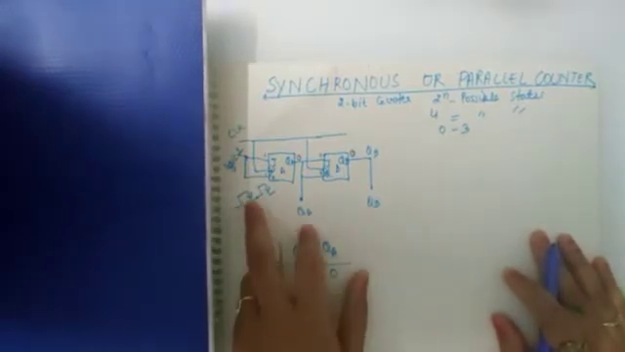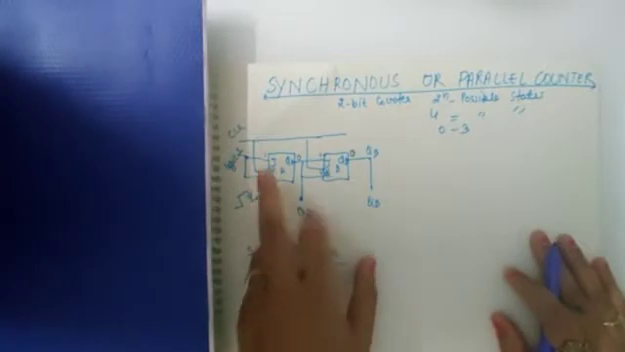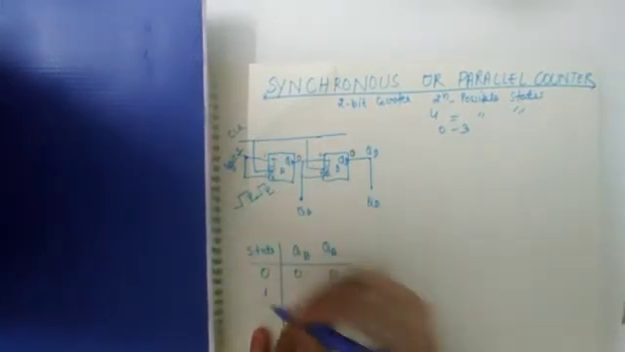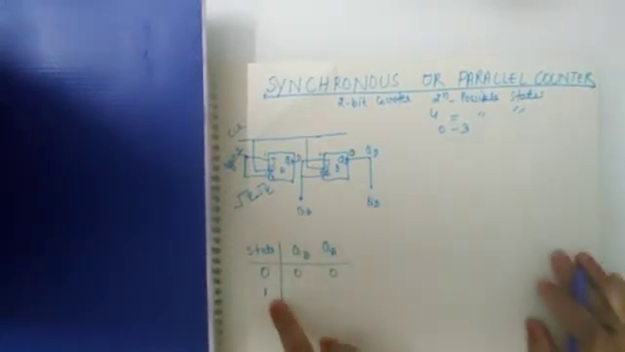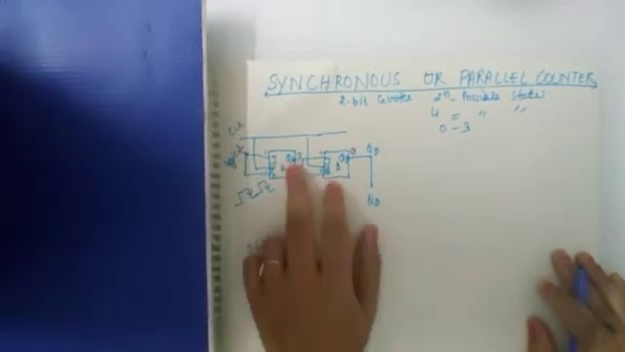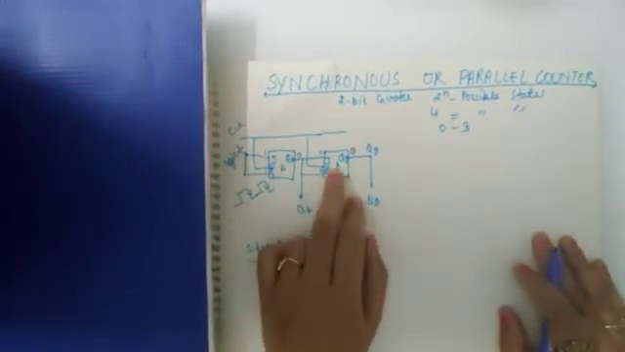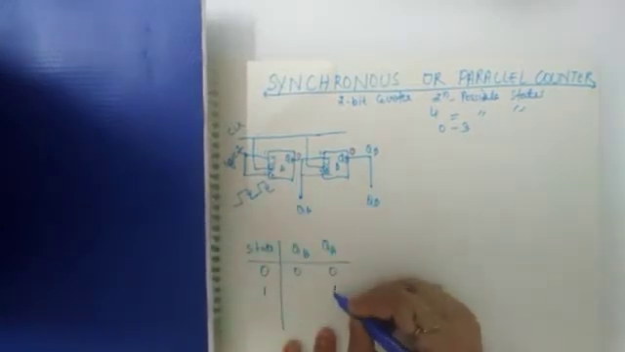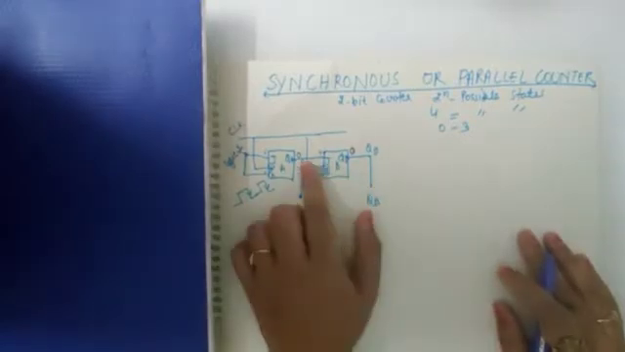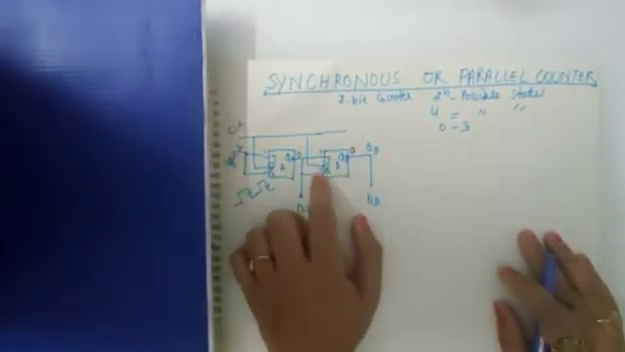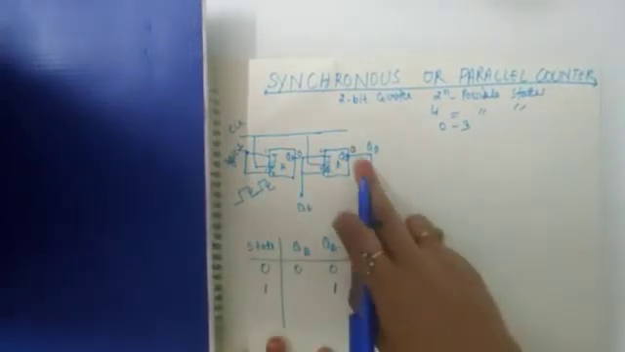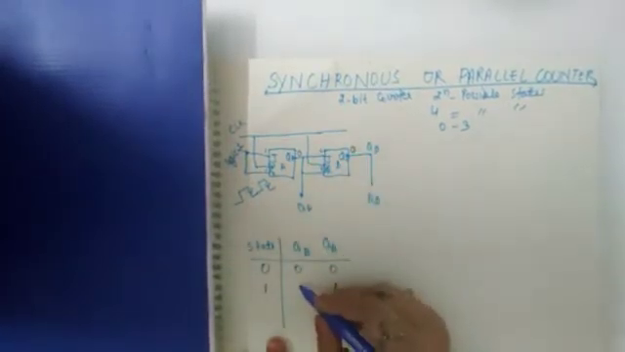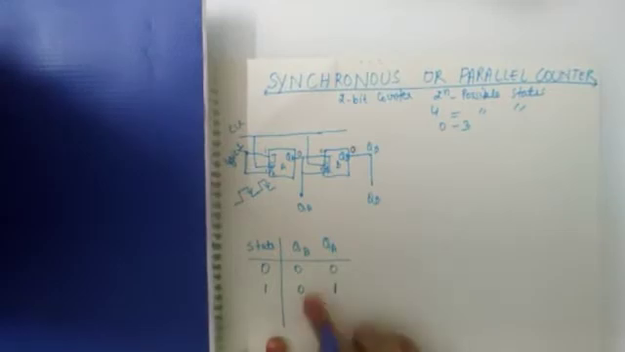So now the first negative edge reaches the flip-flops. This is the first clock pulse. All the flip-flops will be triggered and they will respond according to their inputs. For the first flip-flop the input is 1, so the output will toggle to 1. For the second flip-flop, the inputs are 0. When J and K inputs are 0, it will retain the memory state, meaning it will not toggle and will remain the same as the earlier output, 0.